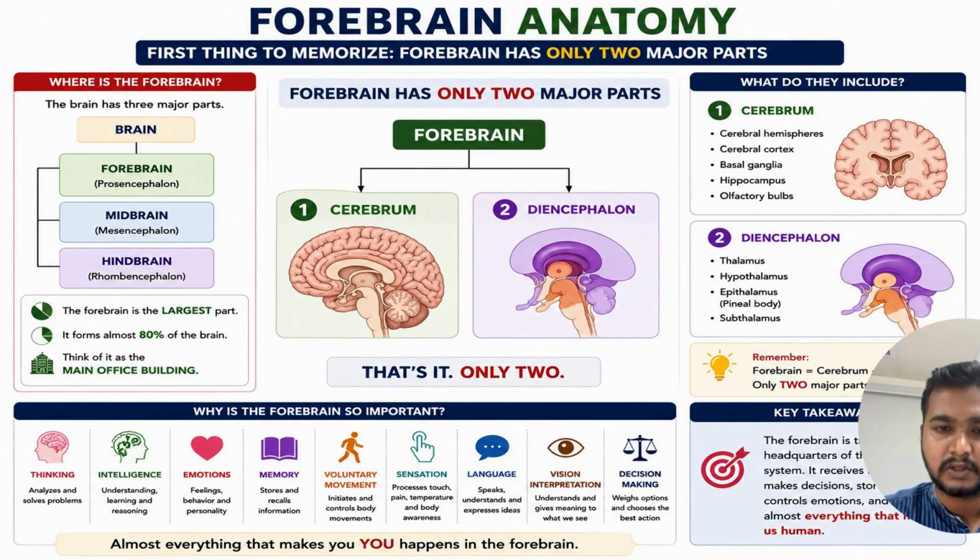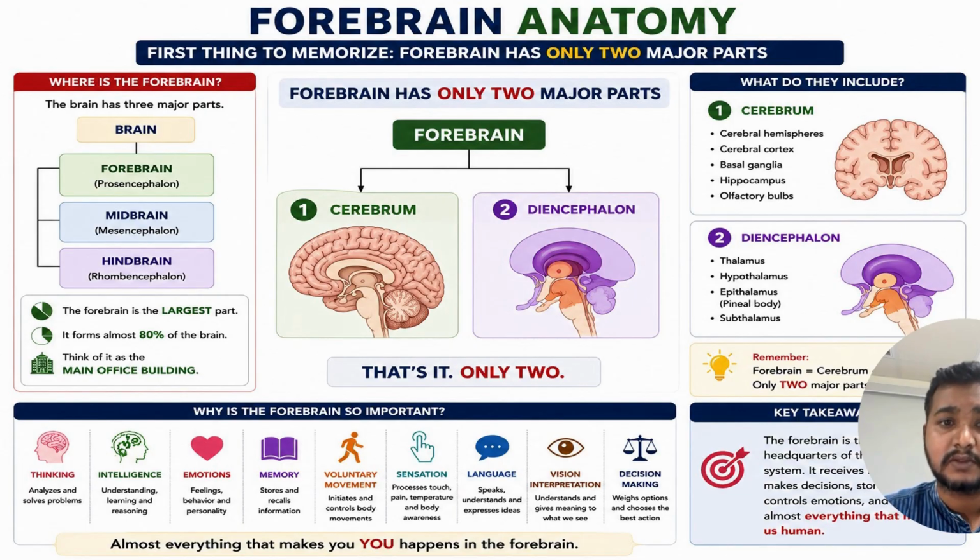If you remember only one thing from today's lecture, let it be this. The forebrain has only two major parts. That's it. Not 5, not 10, only 2. Every structure we'll study later belongs to one of these two divisions.